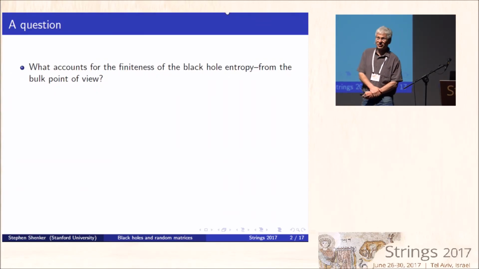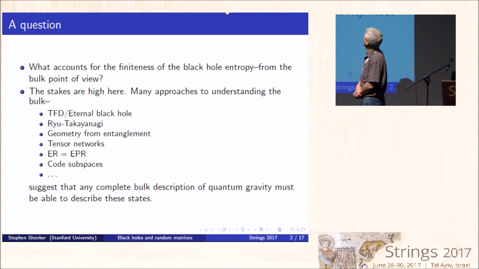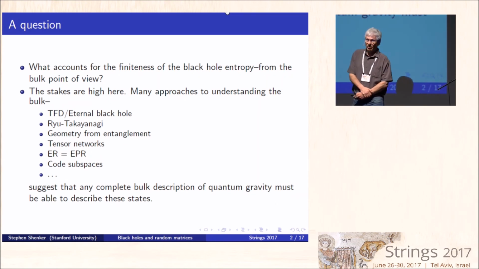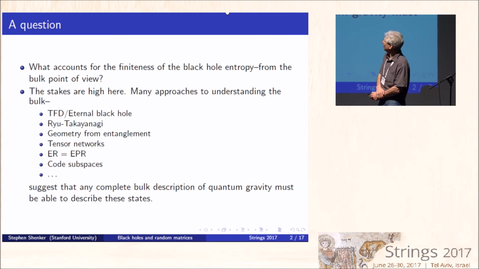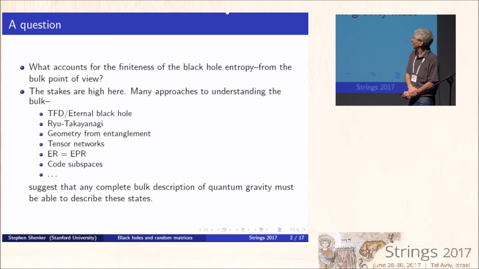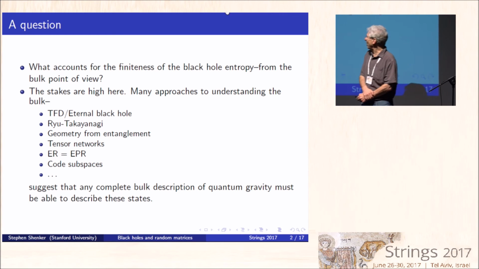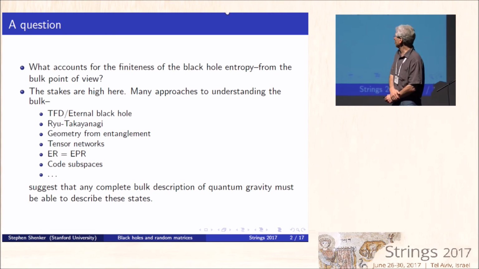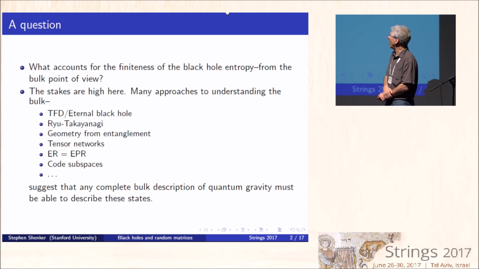All right, so this is the question that motivates us. And I think the stakes are high here. Many approaches to understanding the bulk, the thermofield double eternal black hole correspondence, Ryu-Takayanagi, geometry from entanglement, tensor networks, ER equals EPR, code subspaces for bulk reconstruction. All of these suggest that any complete bulk description of quantum gravity, if there is such a thing, must be able to describe these states.